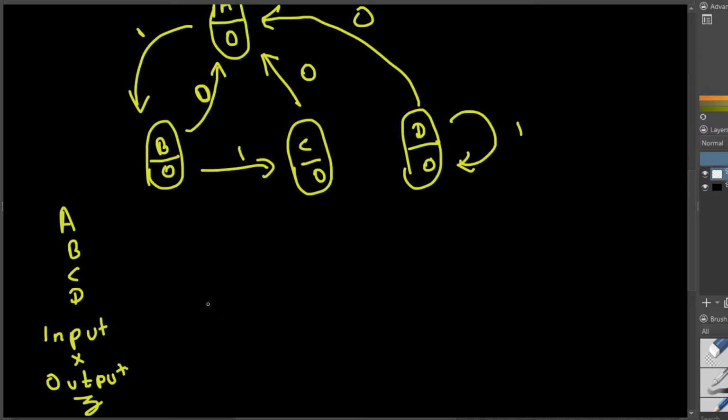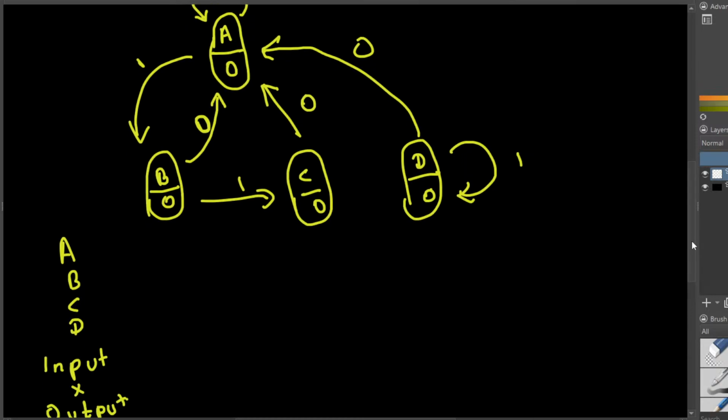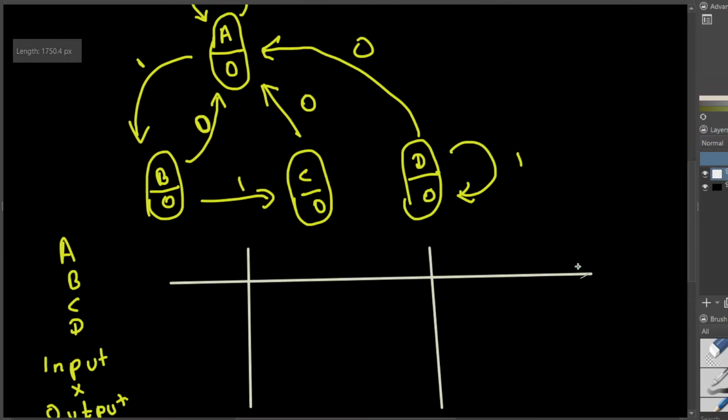Now let's go ahead and create the state table for the given diagram. For this diagram, let's see how the state table is going to look like. So first, let's create our rows and columns. We are going to have 3 columns. The first one is for the state. And the next one we're going to name it as next state. You can put it as Q prime or Q star like this. And then output.